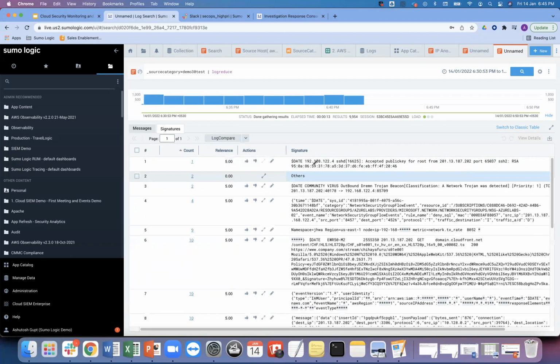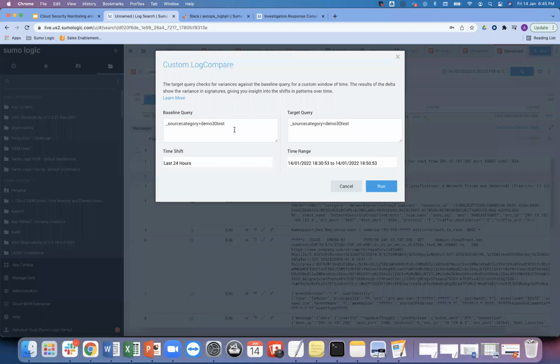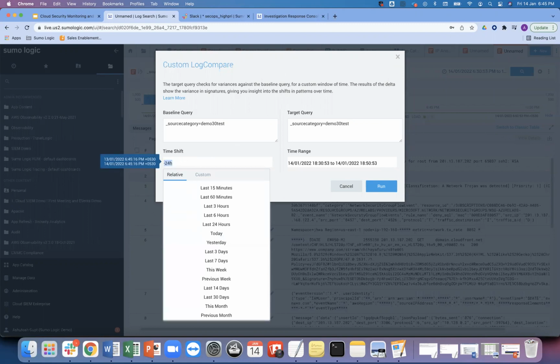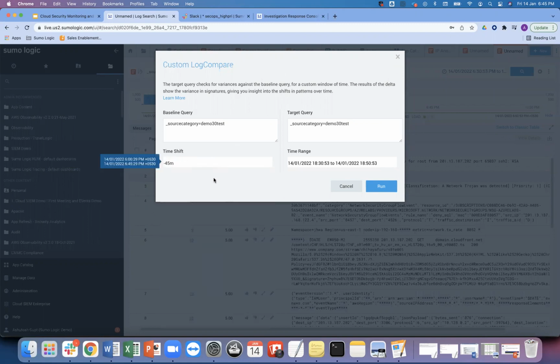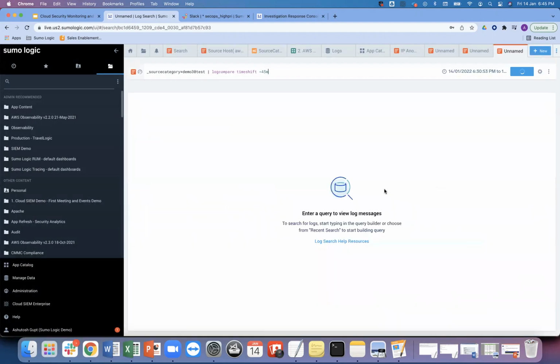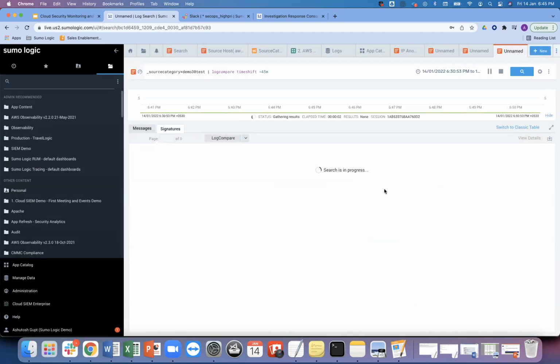To make it double sure, I have a log compare operator where I can do a comparison on my same source category, comparing say the last 24 hours versus now. So I'll not do this much search. I'll go for say my 45 minutes and search for this period only. Because I know that 45 minutes back things were working normally, something else has happened within the last 15-20 minutes.